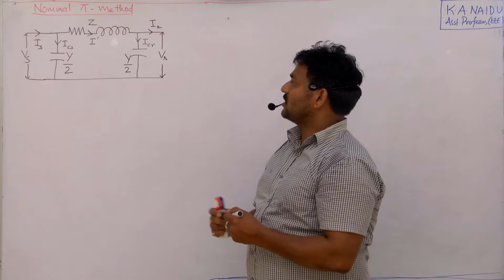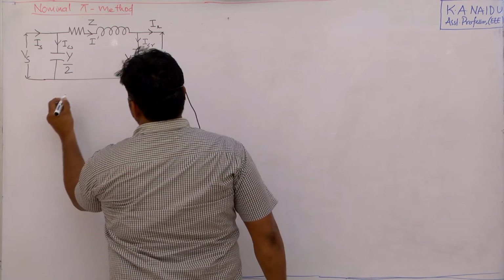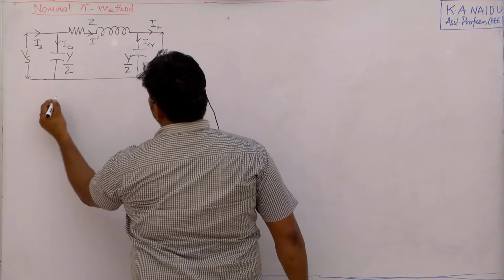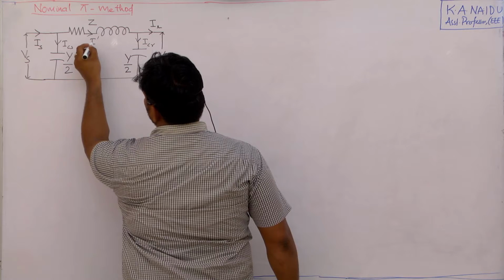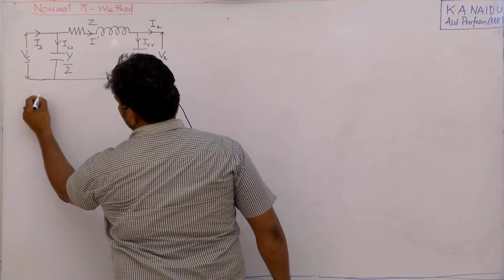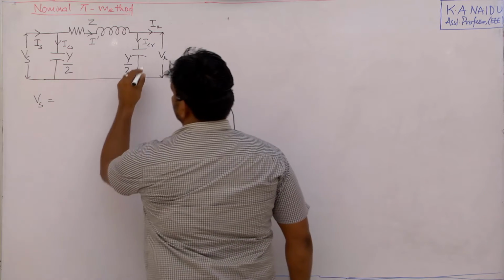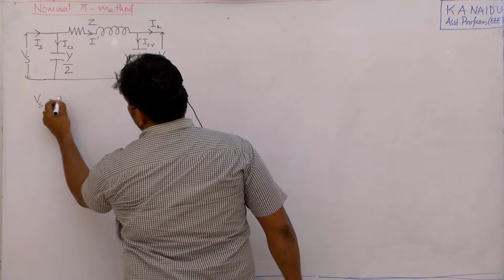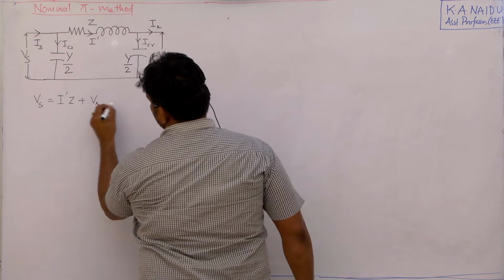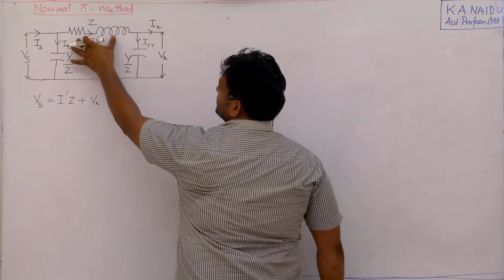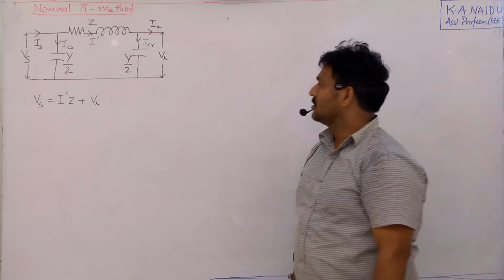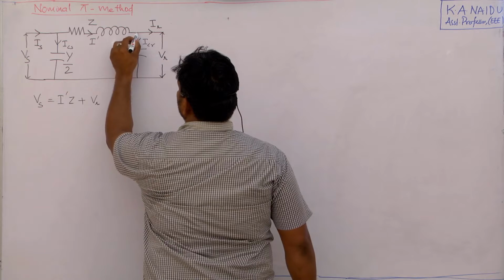So for that, what are the equations that are governing this? The voltage across this capacitor is VR. The current flowing through this impedance is I dash. The voltage across this capacitor is Vs. So you can write Vs is equal to I dash into Z plus VR, because this voltage is VR, this is I dash Z, which is nothing but the voltage across this capacitor, that is Vs.